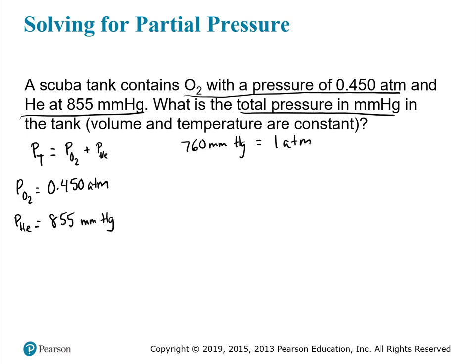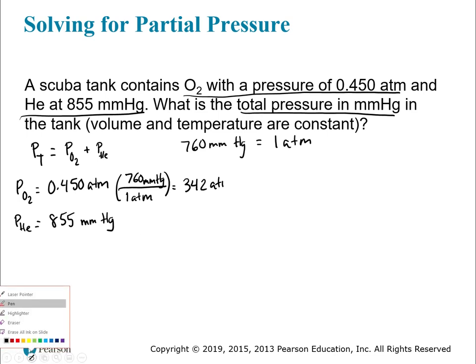Remember from the very beginning of this chapter where we did pressure conversions. Here they come again. When you convert, you should get something in the ballpark of 342 millimeters of mercury. Remember, the atmospheres cancel out. Now we're ready to add.